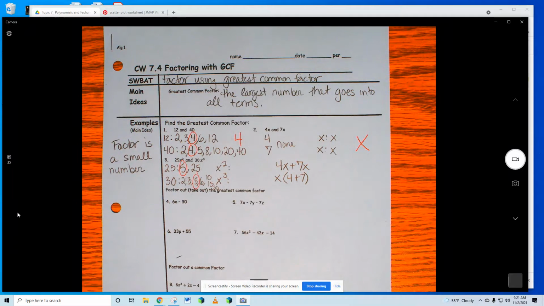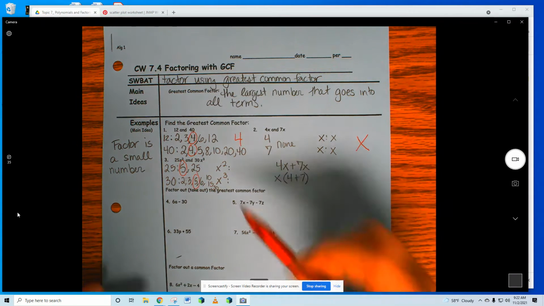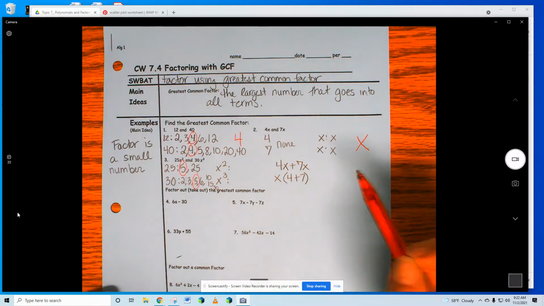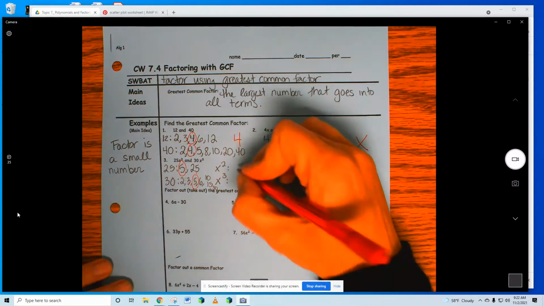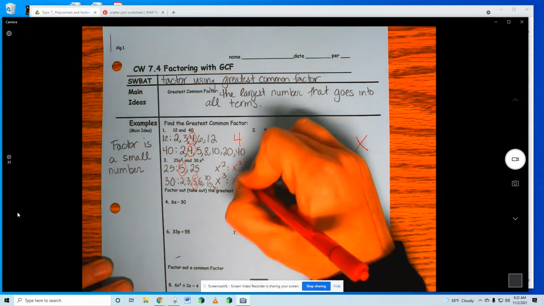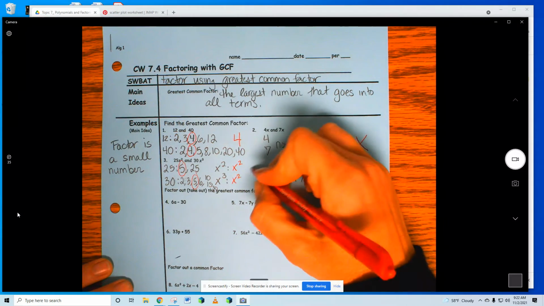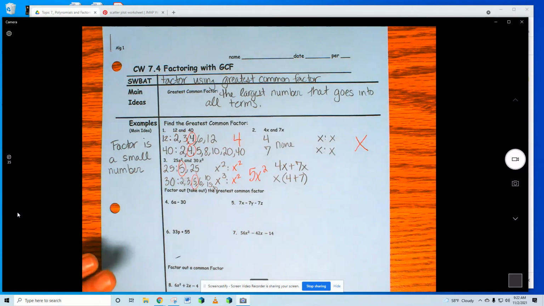Now I have to look at the variables. How many x's do they both have? 2. So my answer is 5x squared. 5x squared goes into 25x squared, and 5x squared goes into 30x cubed.